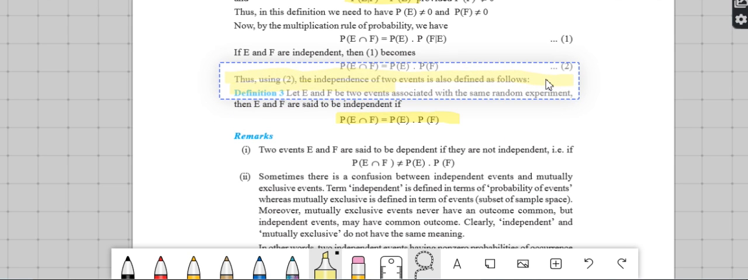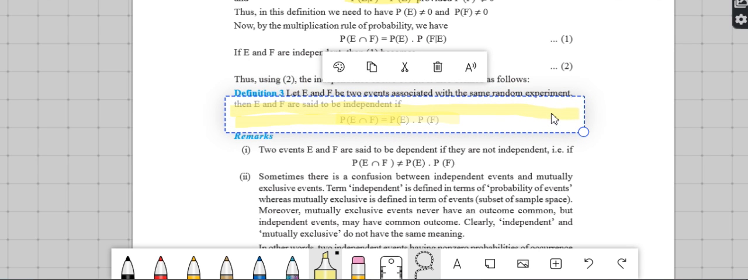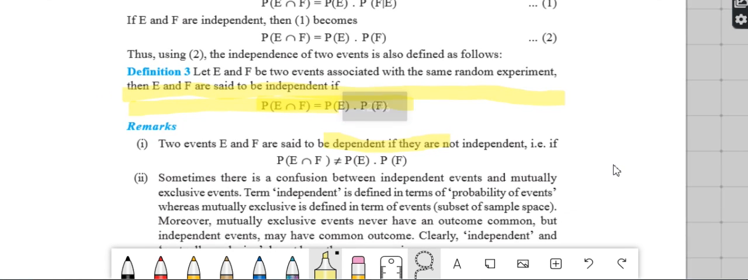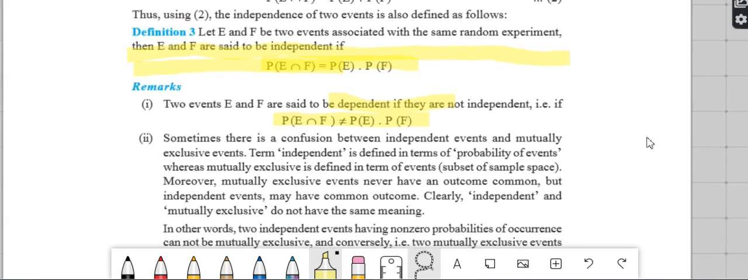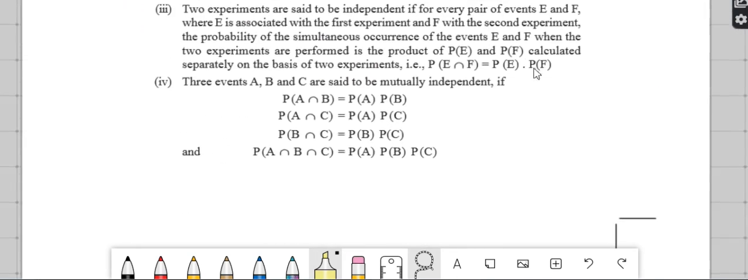Now when can we say these two events are non-independent, or dependent? The answer is very simple: when P of E intersection F is not equal to P of E into P of F. Please be careful, it is not equal to. So please go through these few remarks and try to understand.